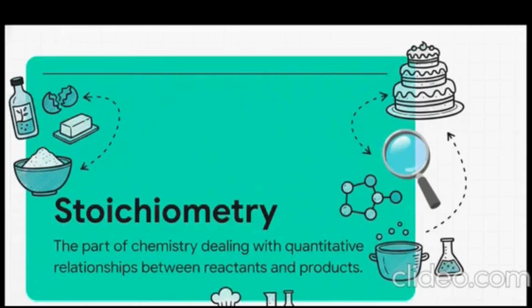Okay, so here's the official definition. It's all about the quantitative relationships, which is just a fancy way of saying the amounts between your reactants and your products. And to keep our cooking analogy going, just think of reactants as your ingredients and the products as the delicious final dish you're making. It's really as simple as that.